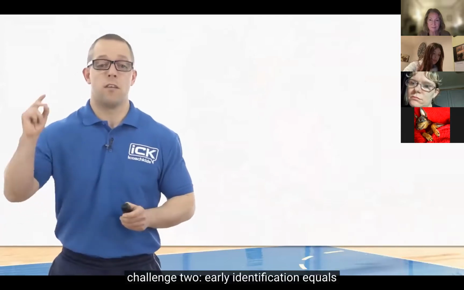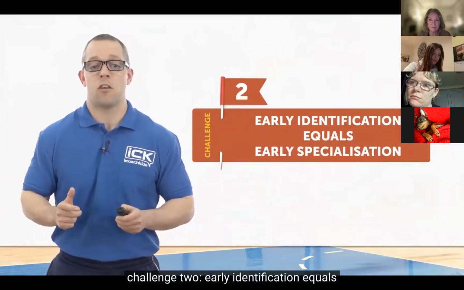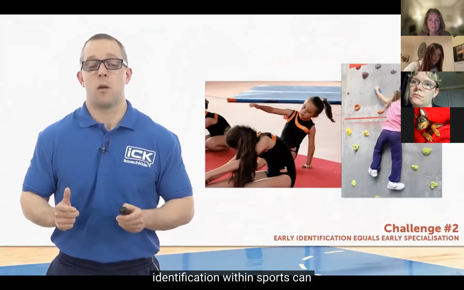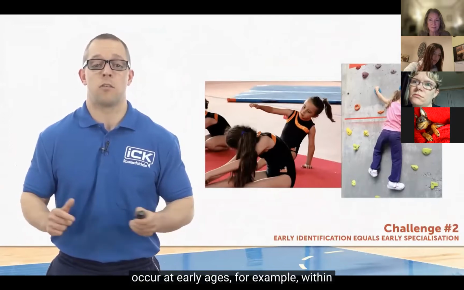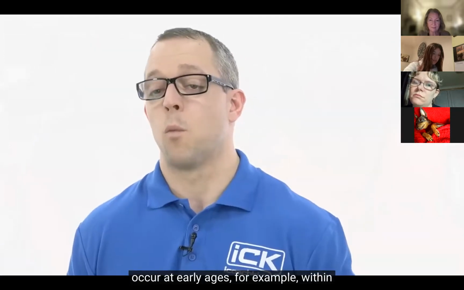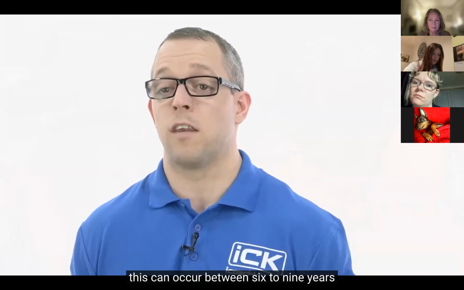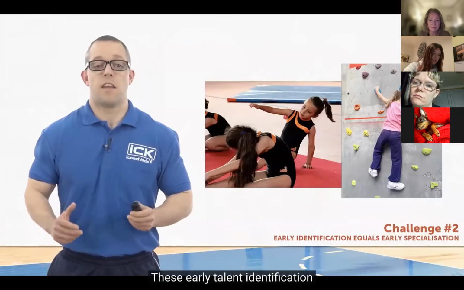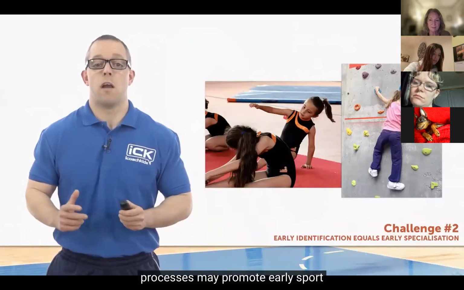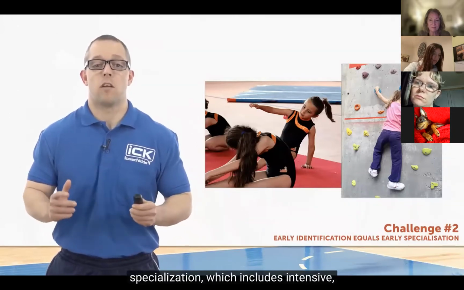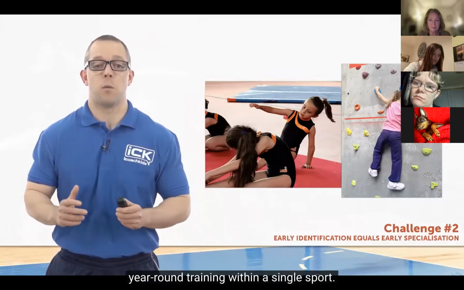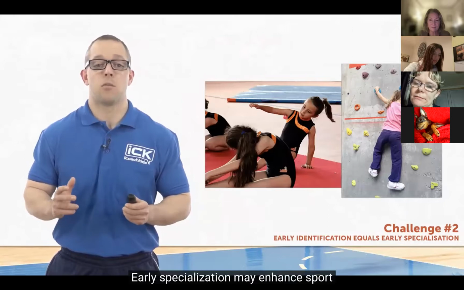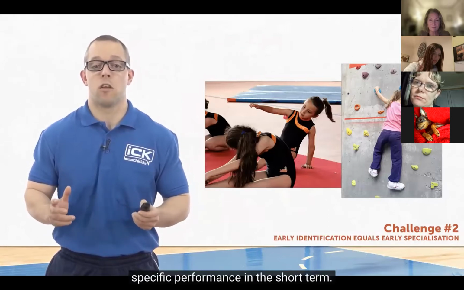Okay, so over to challenge 2. Early identification equals early specialization. Talent identification within sports can occur at early ages. For example, within gymnastics, this can occur between 6 to 9 years and 7 to 8 years in soccer. These early talent identification processes may promote early sport specialization, which includes intensive year-round training within a single sport. Early specialization may enhance sport-specific performance in the short term.